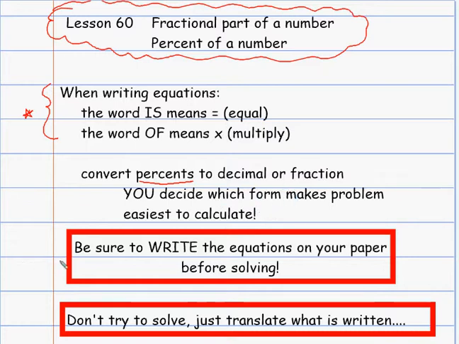Okay, here's two very important things. Be sure to write the equations on your paper before solving. Okay, so we're not doing a whole lot of work in our heads this time. We're going to actually write down an equation. And don't try to solve the problem. Just translate what is written. Okay, don't try to get all fancy. Just keep it simple.